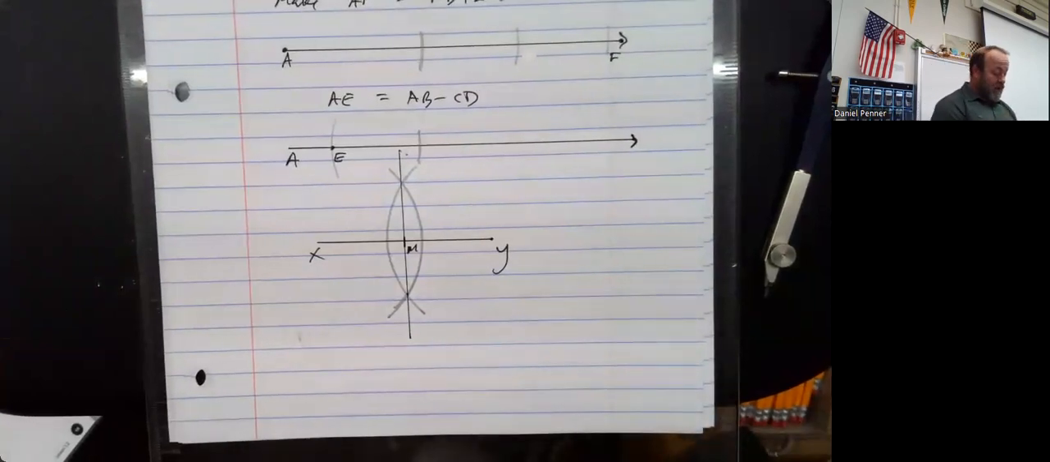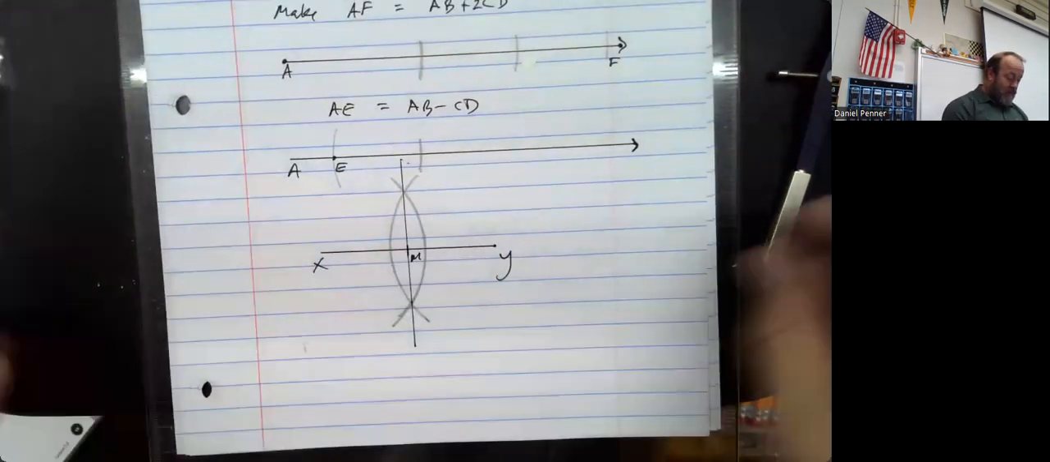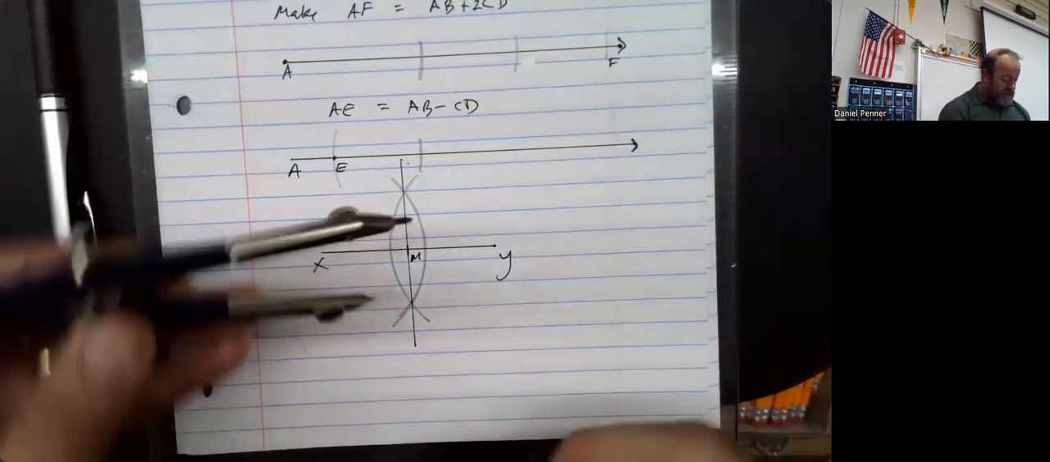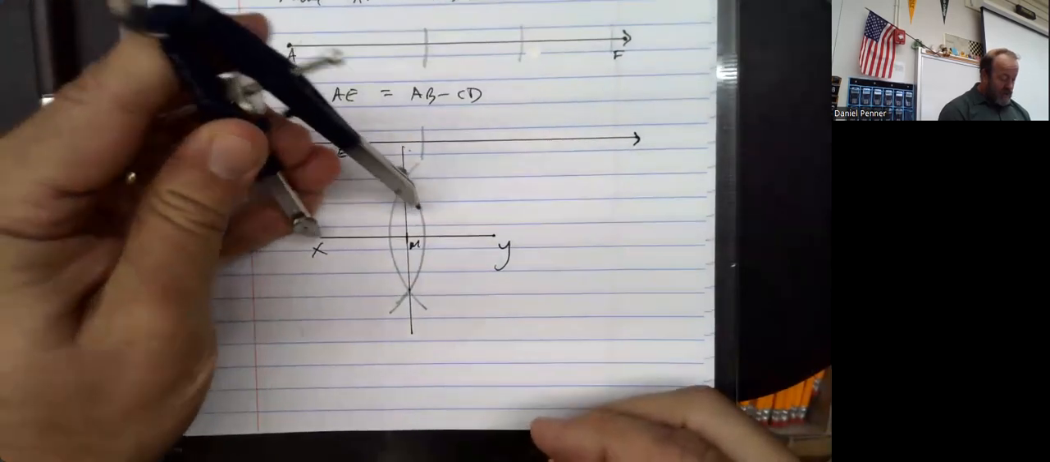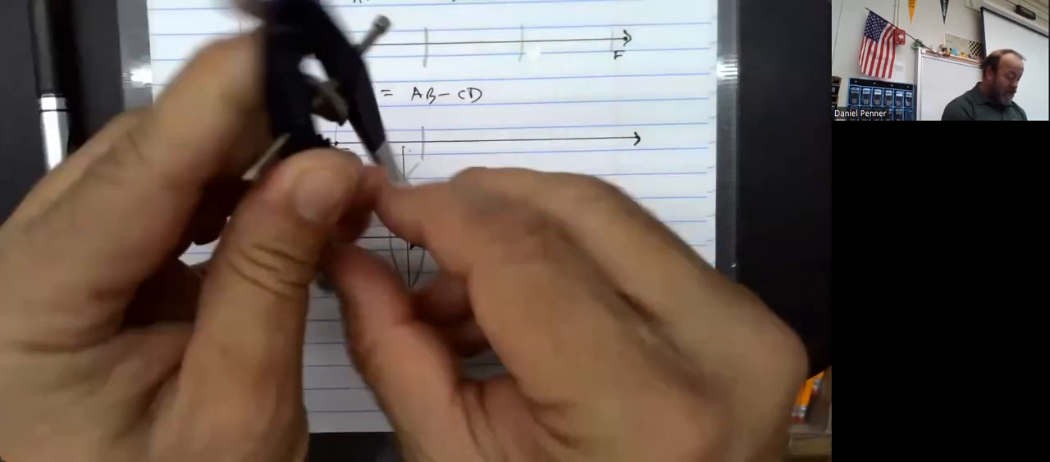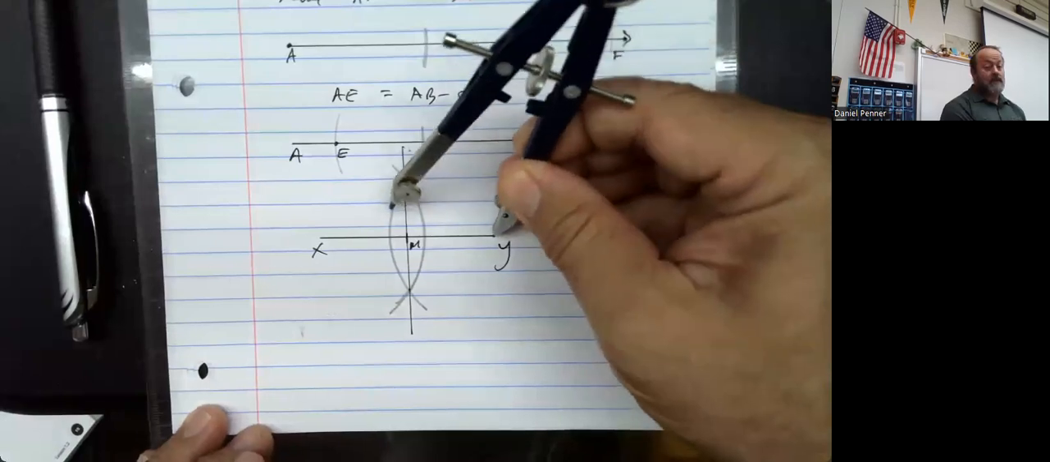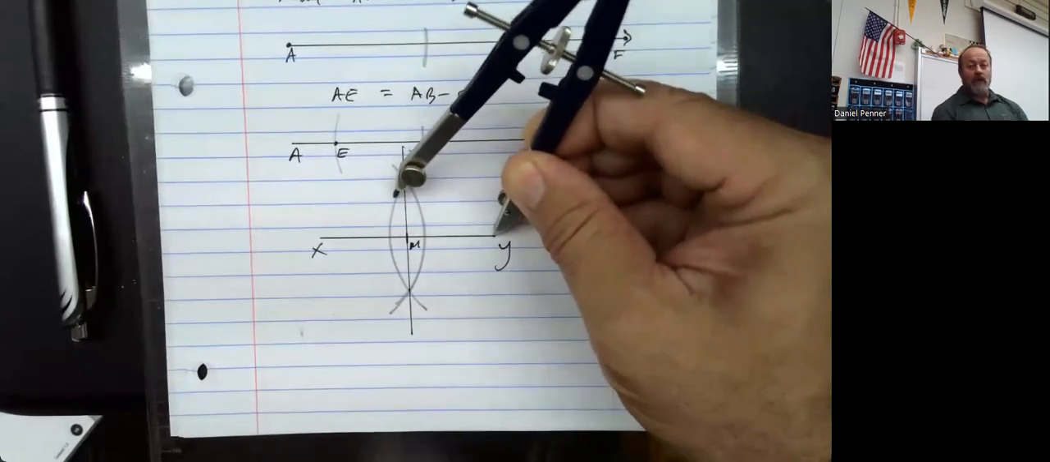So remember, you just make the same arc from both sides. When I opened it up from X and I drew an arc, I utilized exactly that same measurement from Y. So I never changed that distance, because if you change your distance, you will no longer have that midpoint.